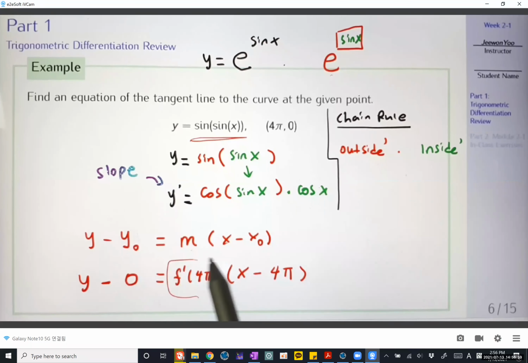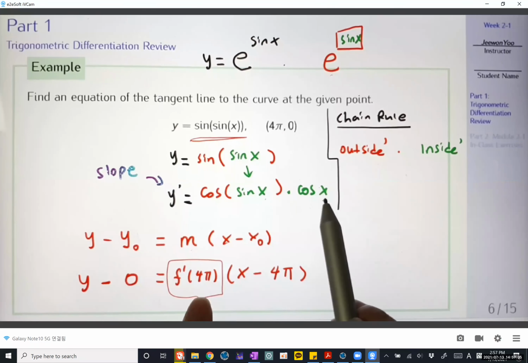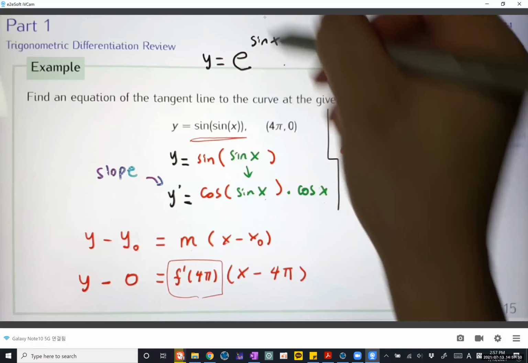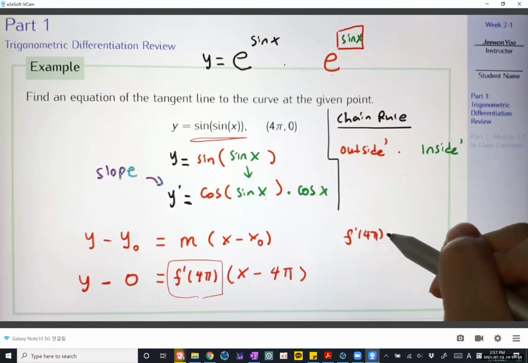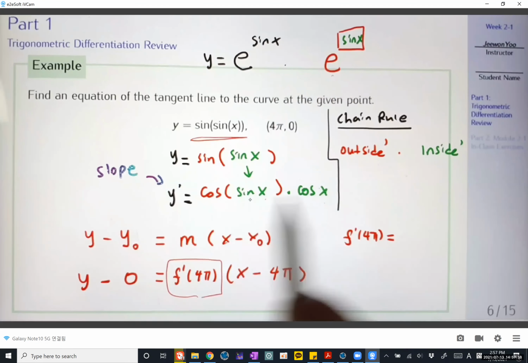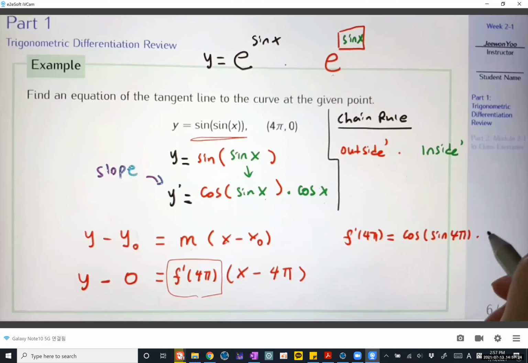How do we find f prime of 4 pi? You just have to plug 4 pi into the x here. So f prime of 4 pi is equal to cosine of sine of 4 pi times cosine of 4 pi.